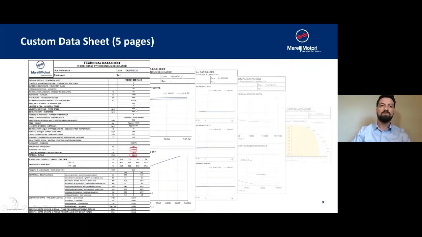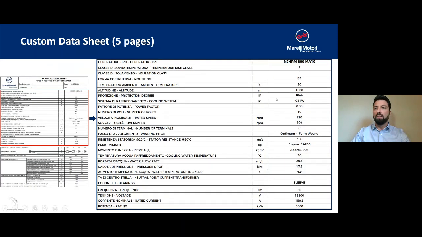Let's look at our custom datasheet. Our custom datasheet consists of 5 pages. And again, in this first page, you will see most of the information you are looking for. You have the generator type and name, which is the MJHRM 800 MA10. You will see the temperature rise, the installation class, the mounting, the ambient temperature, which is 50 degrees C in this case, very typical for a marine generator as this one is.